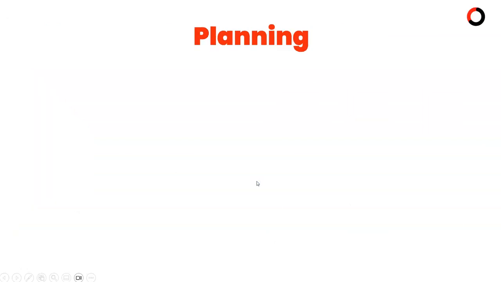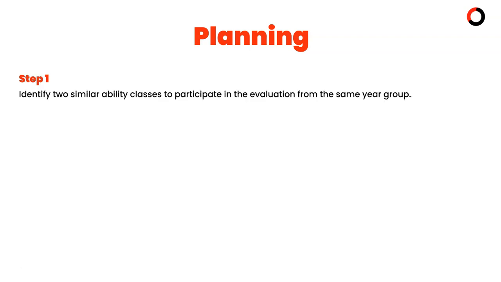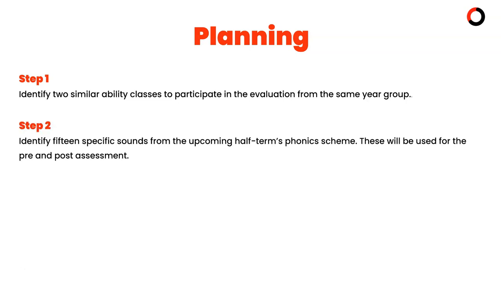So planning. Let's look at this from a step-by-step approach. Step 1, identify two similar ability classes to participate in the evaluation from the same year group. Step 2, identify 15 specific sounds from the upcoming half-term's phonics scheme. These will be used for your pre- and post-assessment test.